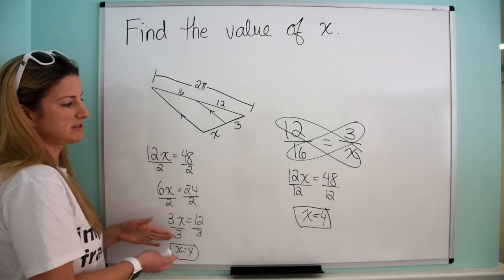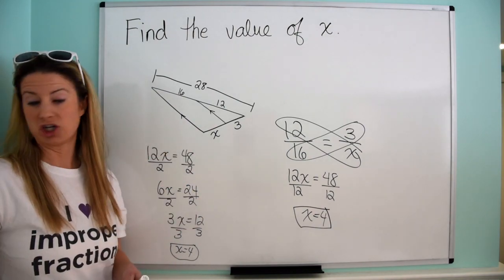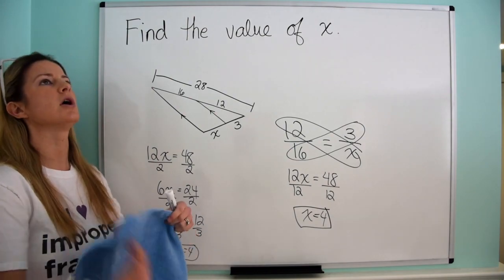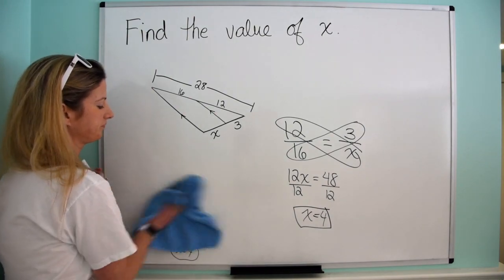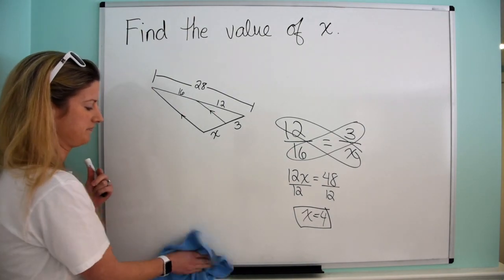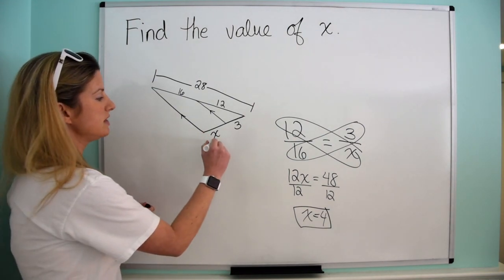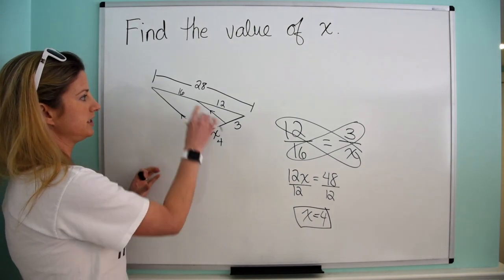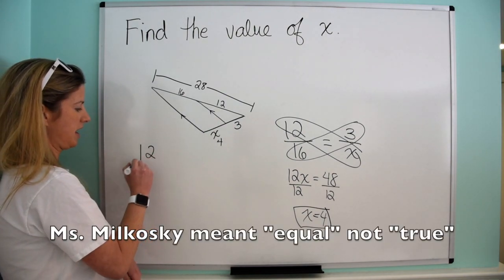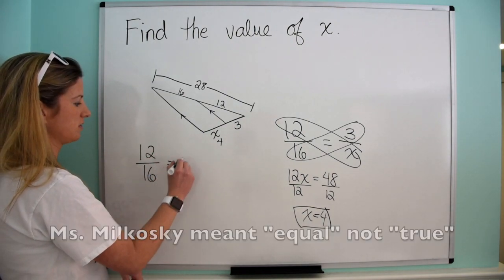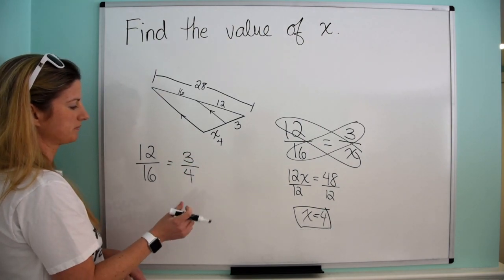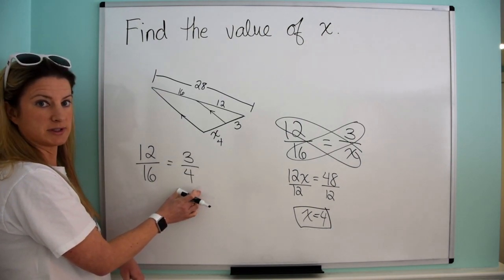Now that you see that, let's quickly talk about how we can check our answer, because checking your answer is so important. So we're saying that x is 4. Now what we're going to do is make sure these ratios are indeed true. Is it true that 12 over 16 equals 3 over 4? 3 over 4 is as reduced as possible.